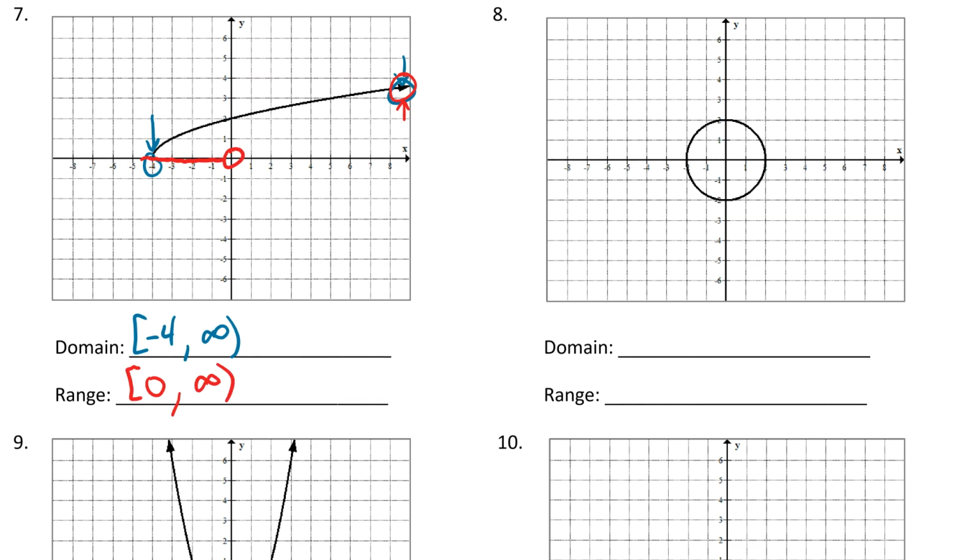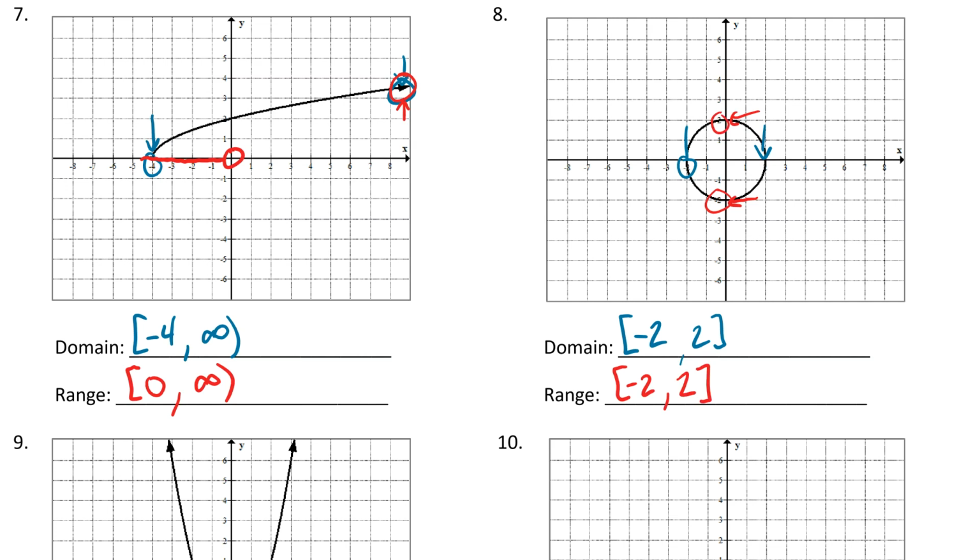All right, number 8. Leftmost point would be -2 with a bracket. Rightmost point would be +2 with a bracket. For range, bottom point, -2 with a bracket, and top point would be +2, again with a bracket.